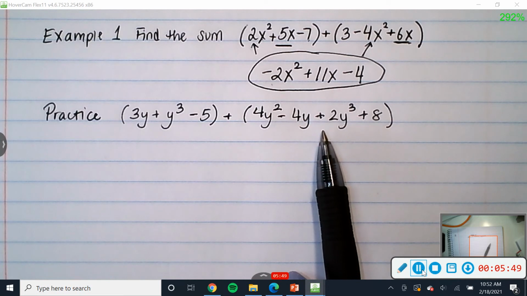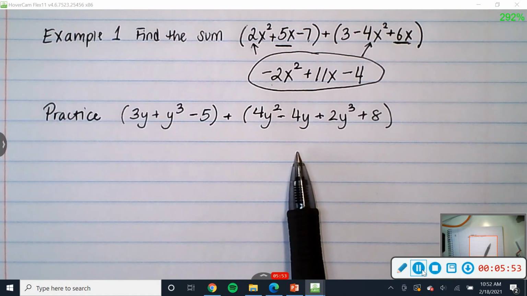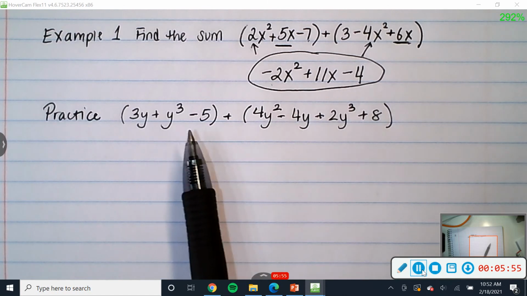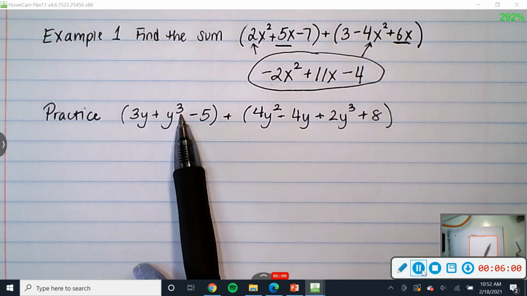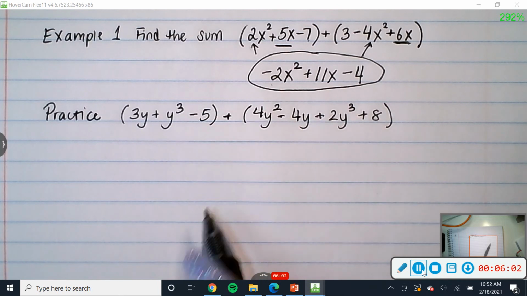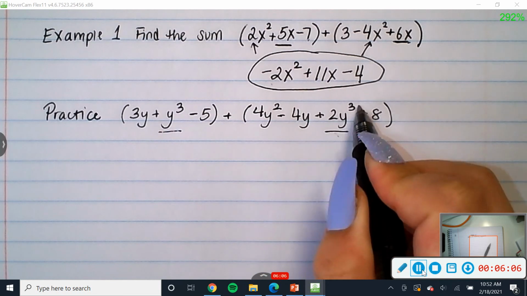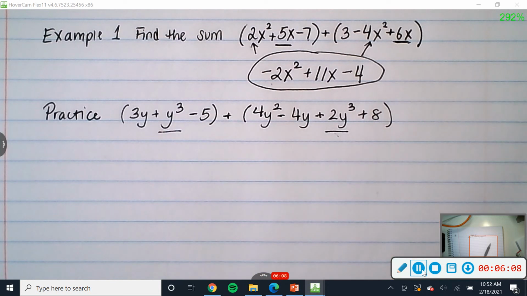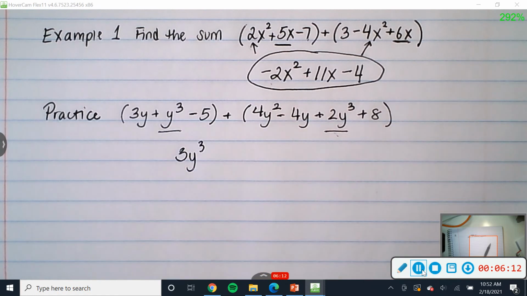Okay, so hopefully you paused and you tried to solve it on your own. Let's go over the answer. So the first thing that I'm going to start with, I'm just going to start with the largest exponent. So the largest one is the exponent of 3. So I see a y to the third power. I also see 2y to the third power. So adding those together is going to be 3y to the third power.